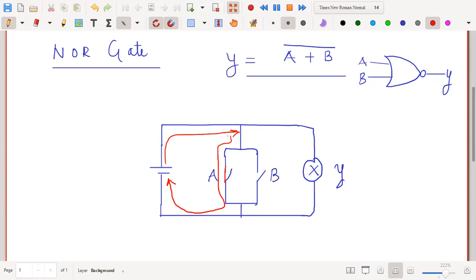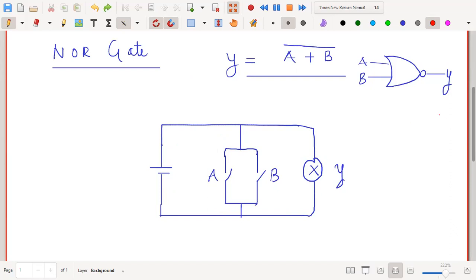So when A or B is closed, current will flow easily through these switches and complete the circuit, and hence it will not contribute to the output. So when any one of them is 1, the output is 0. When both of them are 0, then only the output is high, that means the bulb will glow. So this is the switching circuit for a NOR gate. Okay, do not forget.